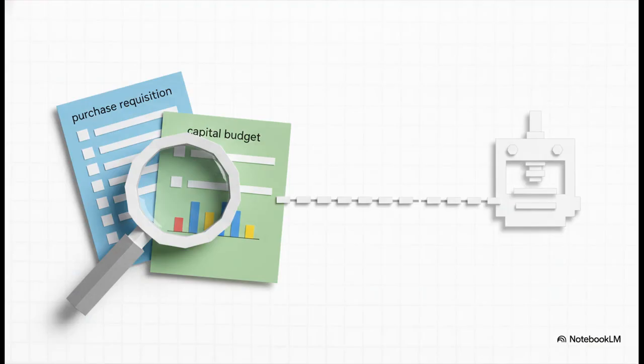Now, what's really interesting is that your audit trail begins way before an asset even exists. It starts right here with the purchase requisition and the capital budget approval. This is your first checkpoint.